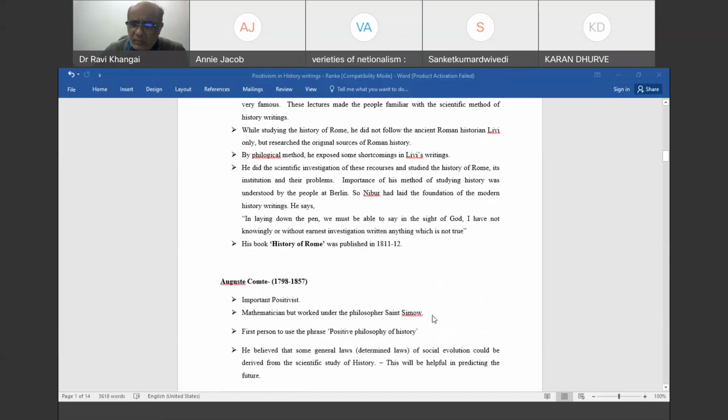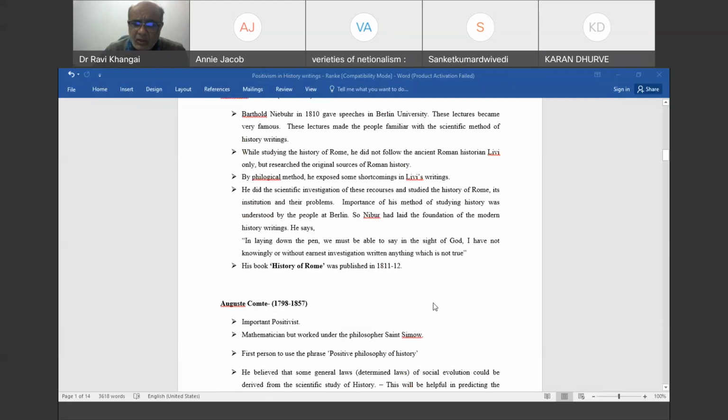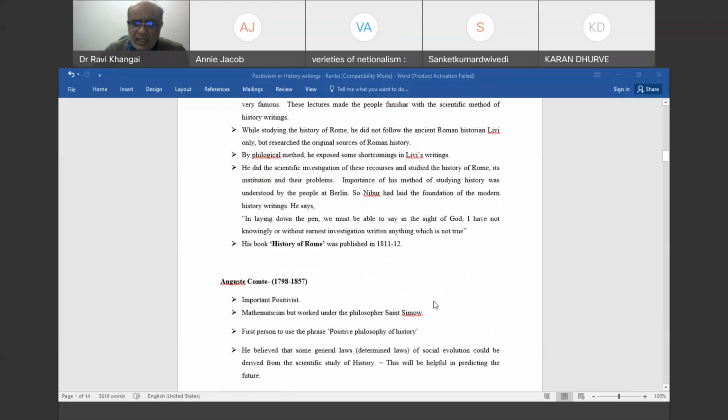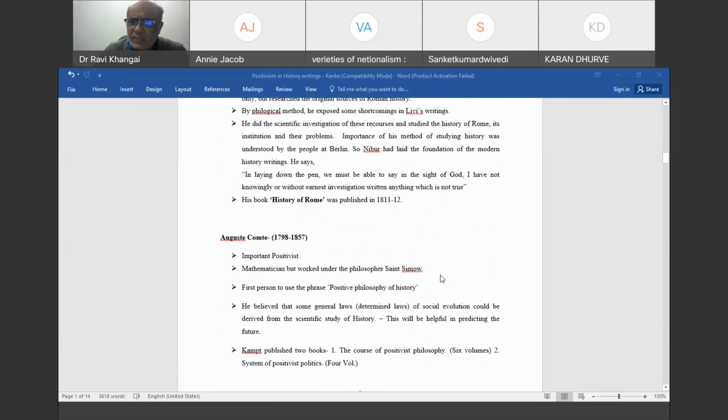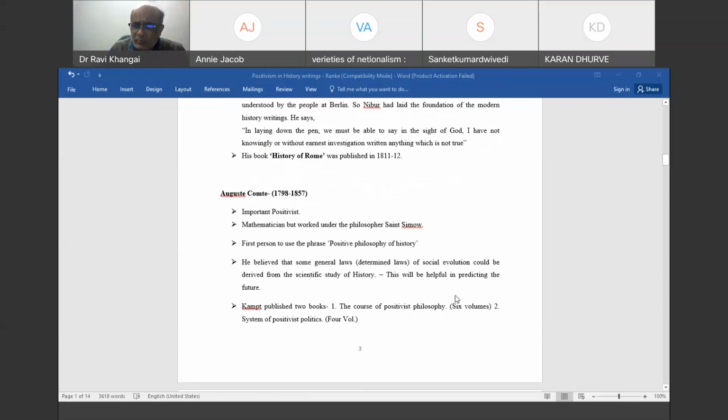And what Barthold Niebuhr did in Germany, Auguste Comte did in France. Auguste Comte was a very important positivist. He was a mathematician but became a philosopher later on, and he was the person who first used the phrase positivist philosophy of history. In elaborating this philosophy, he says that a historian should write only that which can be verified. He also believed that as by observation we derive certain laws in science, so by observing human life and human history, you can derive certain laws about human history.